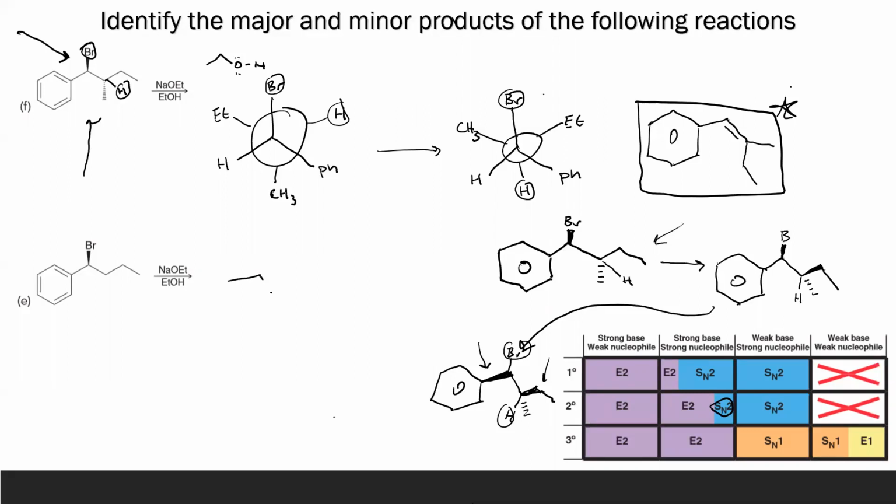Well, we look at our beta protons. We've got 2 beta protons. So in this case, we don't have the same issue that we had in part F, where we only have a single beta proton. In this case, we have 2 beta protons. So it makes it a little bit simpler.